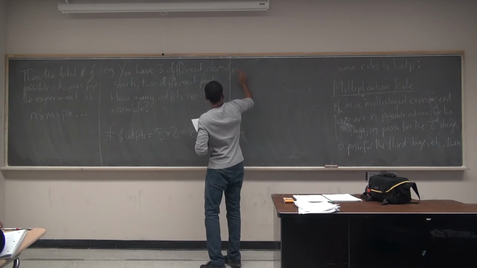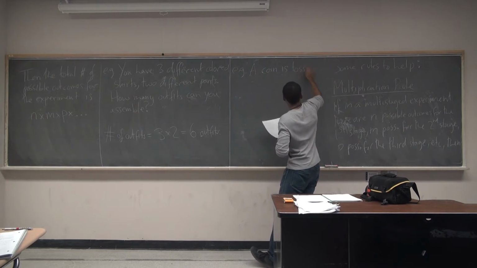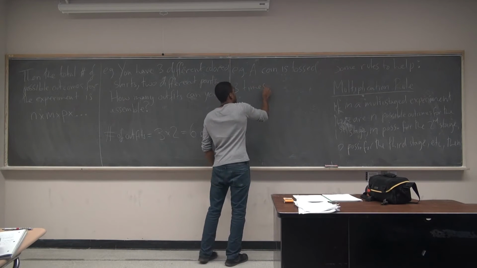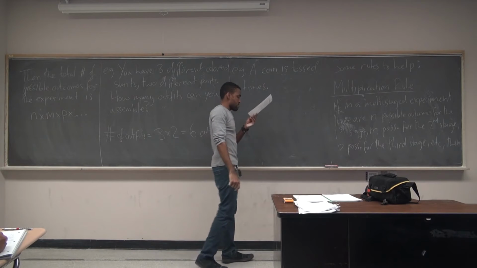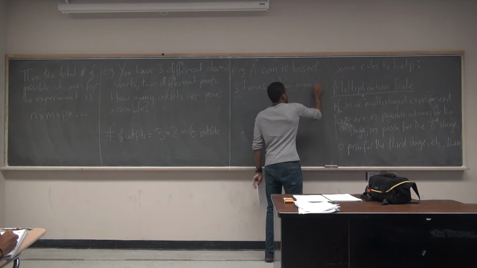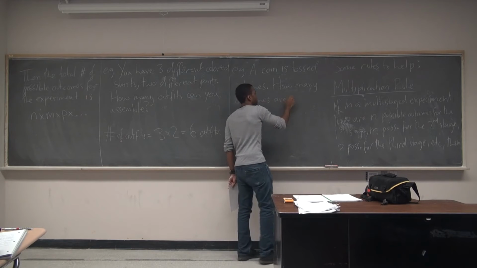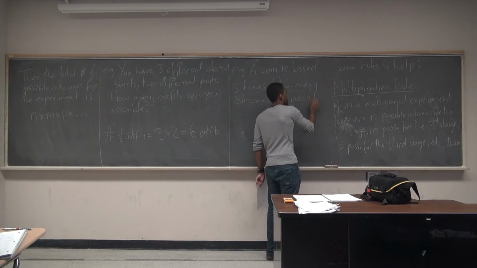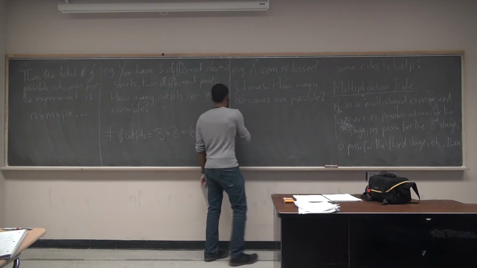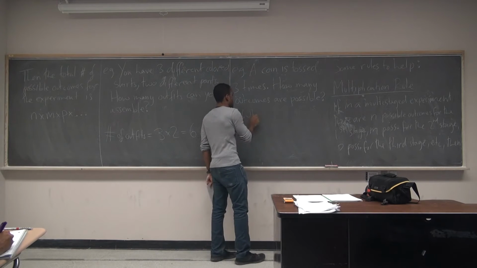Okay. So here's another example. A coin is tossed 3 times. How many outcomes are possible? 3, 6. Think about it. 2. There's only 2 possibilities every time.